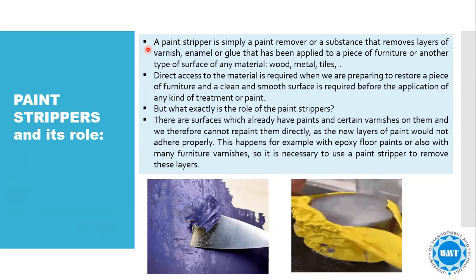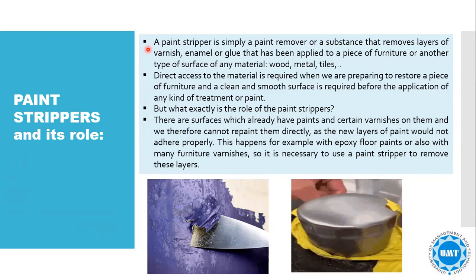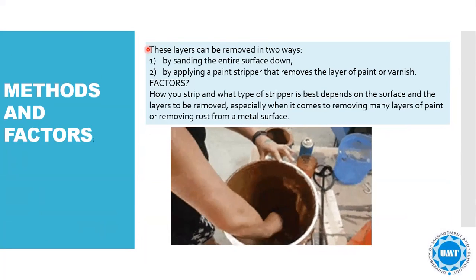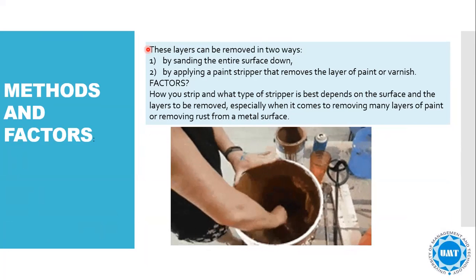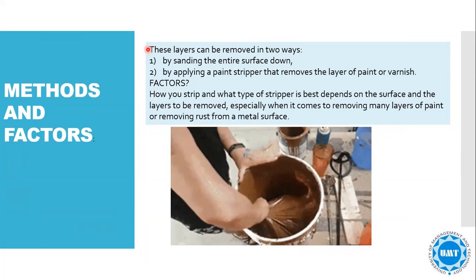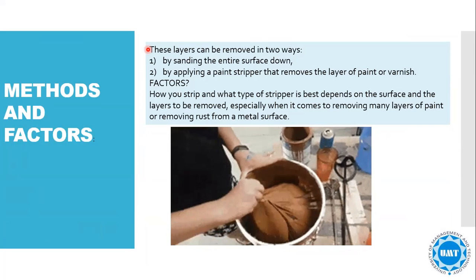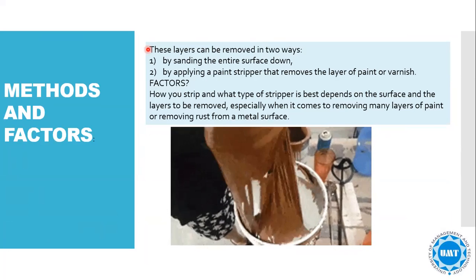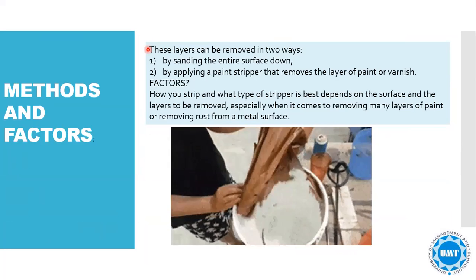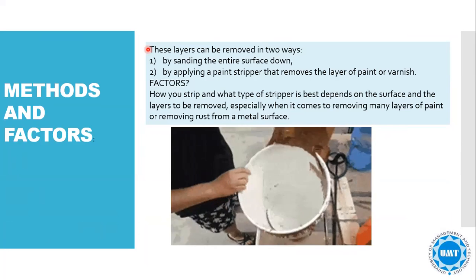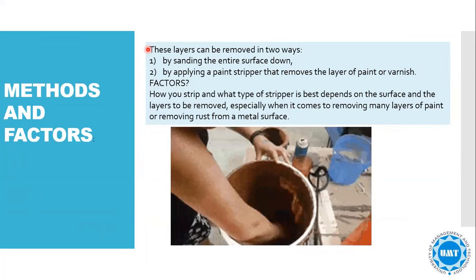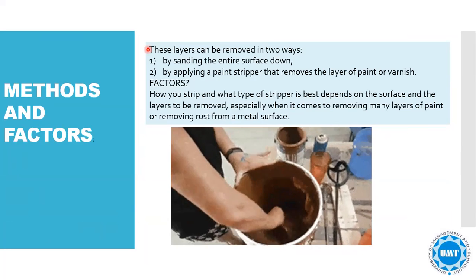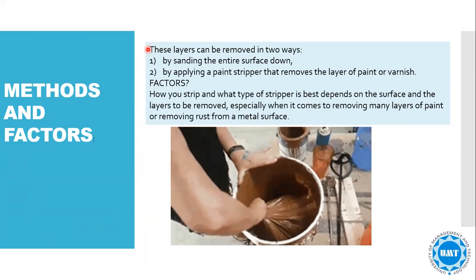From here, we can see the stripping of paint on a metal surface. What is the method and what are the factors affecting the stripping of paint? The layer can be removed in two ways: by sanding the entire surface down, or by applying a paint stripper that removes the layers of paint or varnish. What are the factors? How you strip and what type of stripper is best depends on the surface and the layers to be removed, especially when it comes to removing many layers of paint or removing rust from the metal surface.